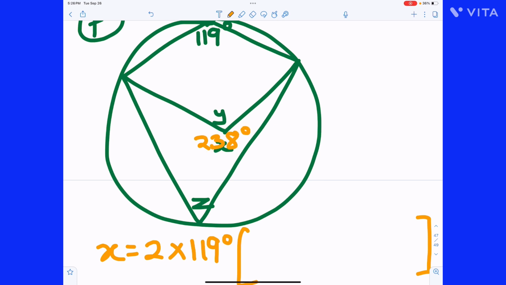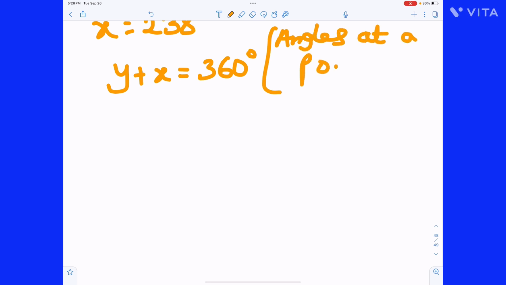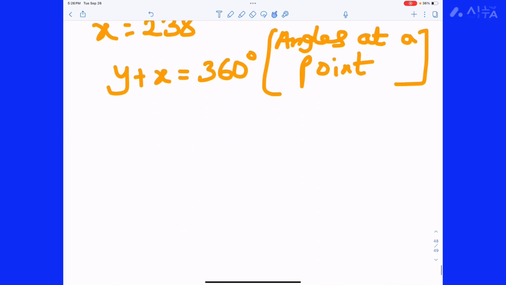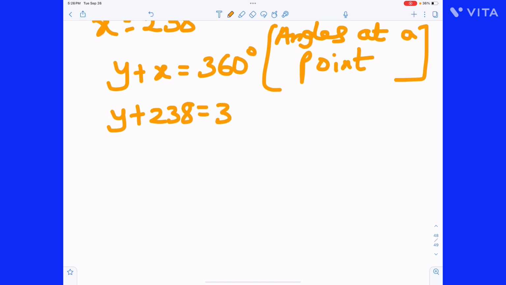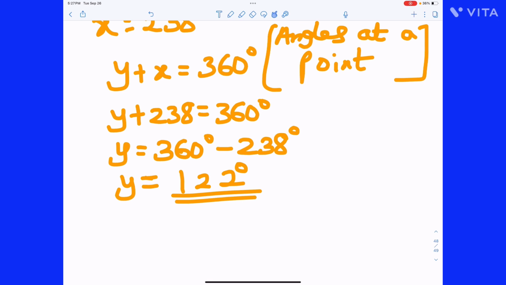Now, if we get X as 238, we can use that to get Y. How do we get Y? This is a point, and sum of angles at a point is 360. So we can say Y plus 238, or Y plus X, is 360 degrees. Angles at a point. So Y plus 238 is 360 degrees. Y is 360 degrees minus 238. Y is equal to what? 360 minus 238. That's 122 degrees. So Y is 122 degrees.